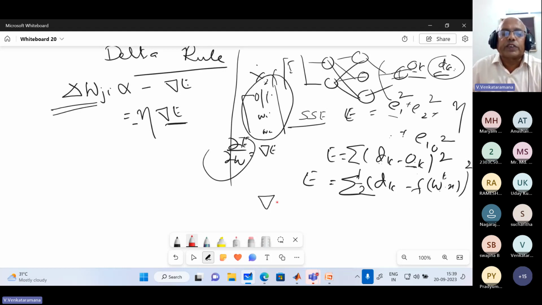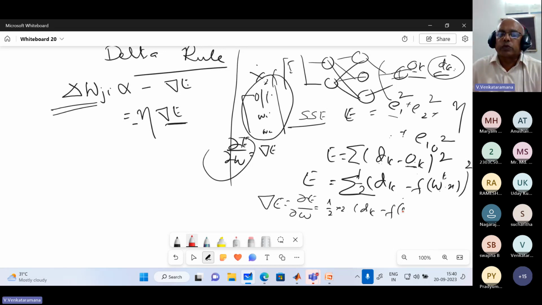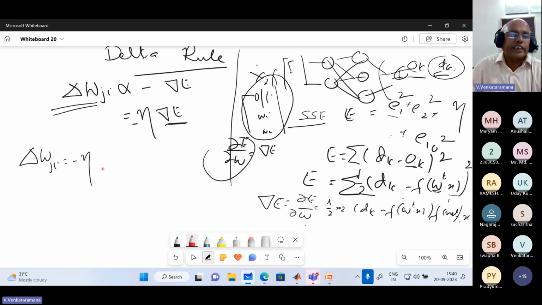Then what is the gradient of the error? If it is the derivative, the gradient of the error is nothing but your ∂E/∂W. Then what you will get? Here you will get 2, 1 by 2 is there, so 1 by 2 into 2, your (dk minus f(W transpose x)), and we are taking the derivative with respect to this weight, ∂E/∂W. I will get f dash of net, where net is W transpose of x, into x. Therefore, the change in the weight expression is equal to minus eta times the gradient of the error.